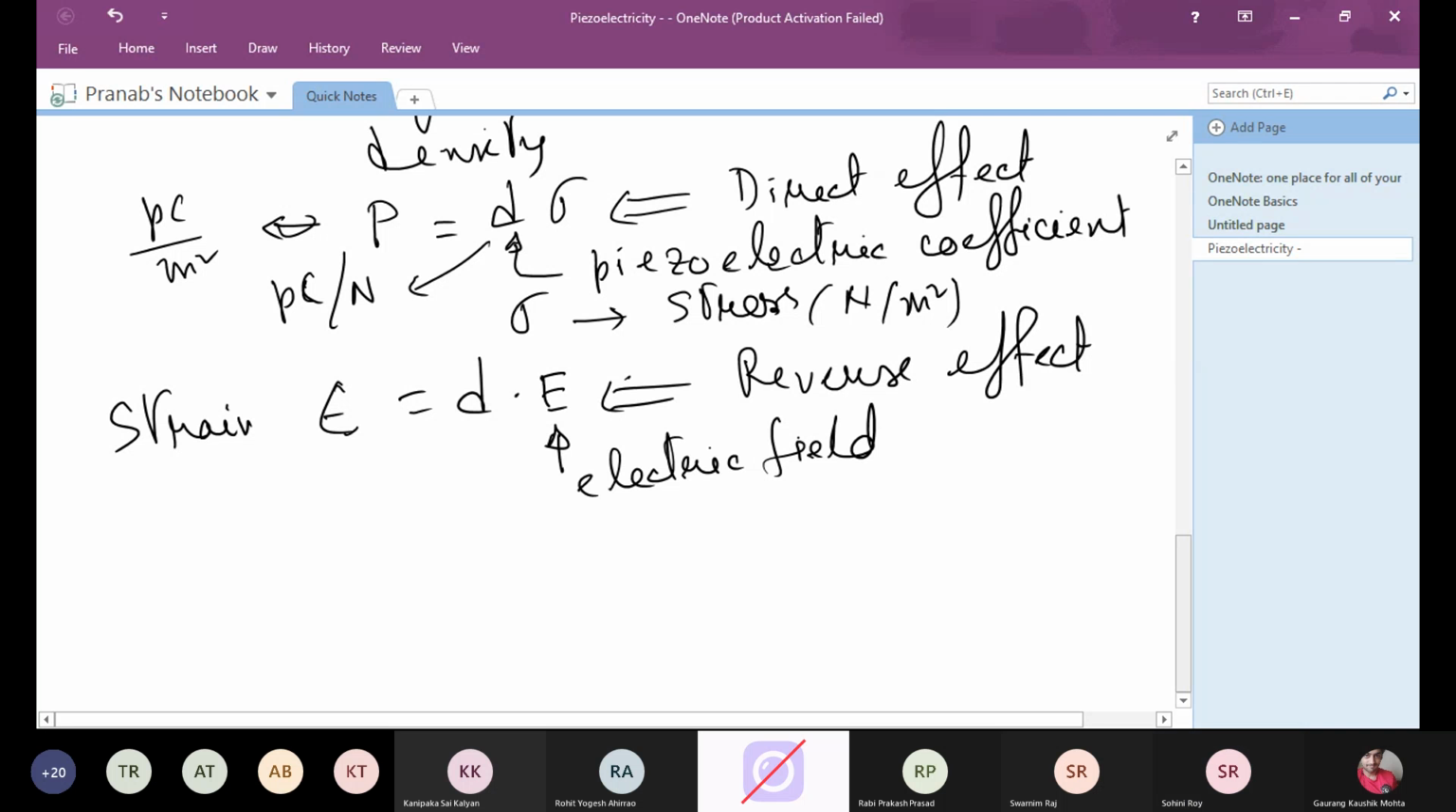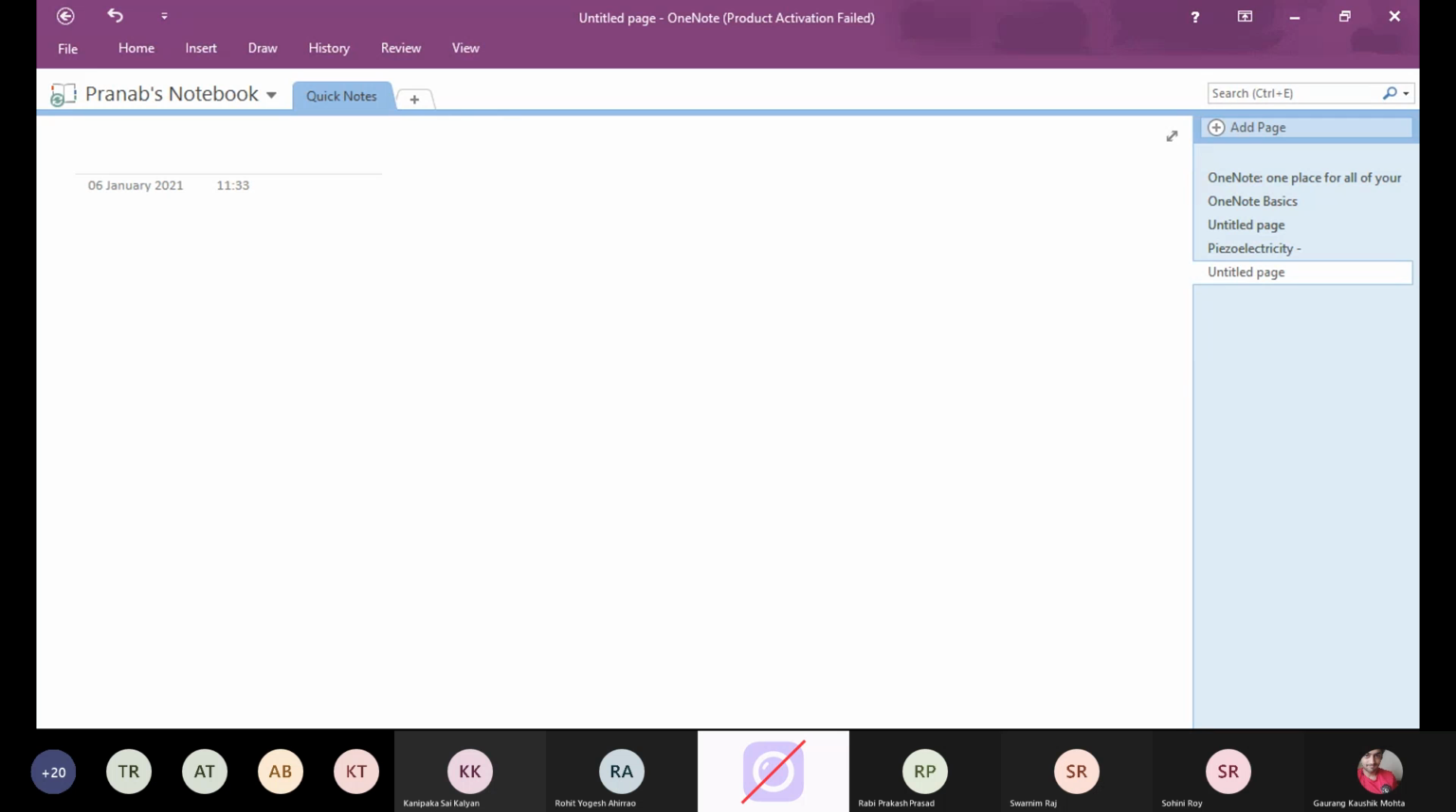So now we go to the next page. Now the d, as I was talking, that small d, piezoelectric coefficient, in general is direction dependent. Piezoelectric coefficients are direction dependent.